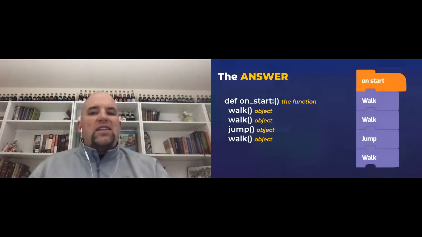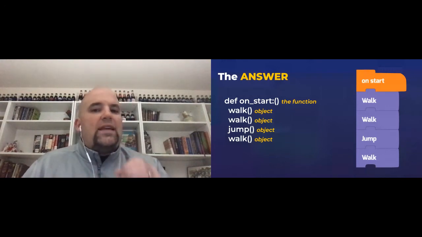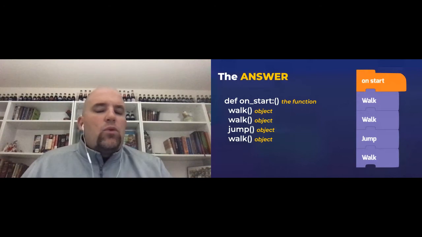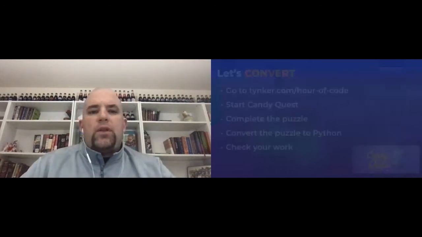So what I want to do now is give you some time to practice this and show you a place that's really easy to do it. Tynker has a great Hour of Code library. Let me make sure I'm sharing the right screen. The only thing I'm not doing well is transitioning screens, but that's all right. Here we go. All right, so let's look at this.